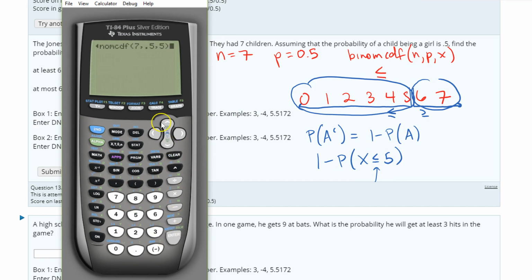And so what you're typing into your calculator is this: the binomial CDF, and then the first number is 7, comma 0.5, comma 5. When you do this, you're just going to get the probability of less than or equal to 5. And we can just subtract that from 1. So you can do 1 minus that number, and it'll give you the complement, which is 0.0625.